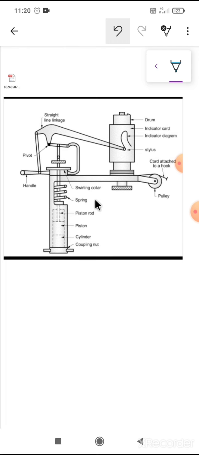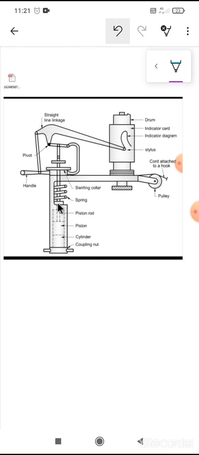The gas tap connects through passages both to the cylinder of the indicator and to the combustion chamber of the engine cylinder. Now the piston slides inside the indicator cylinder, and the piston rod is connected to a straight line linkage through a spring. There is a spring in between, of a proper stiffness, so it has the stiffness which is required.